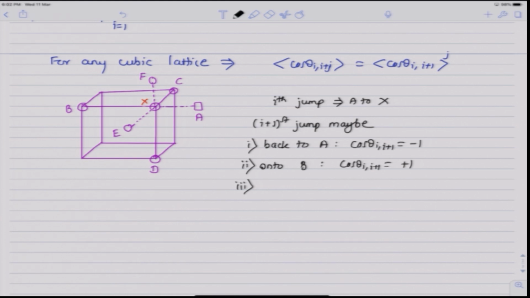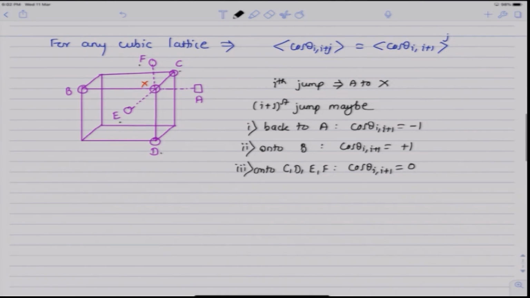Or it can jump into one of these 4 sides C, D, E and F, for all of which cos theta i plus 1 would be 0, because these jump vectors would make an angle of 90 degrees with the first jump vector A x bar.